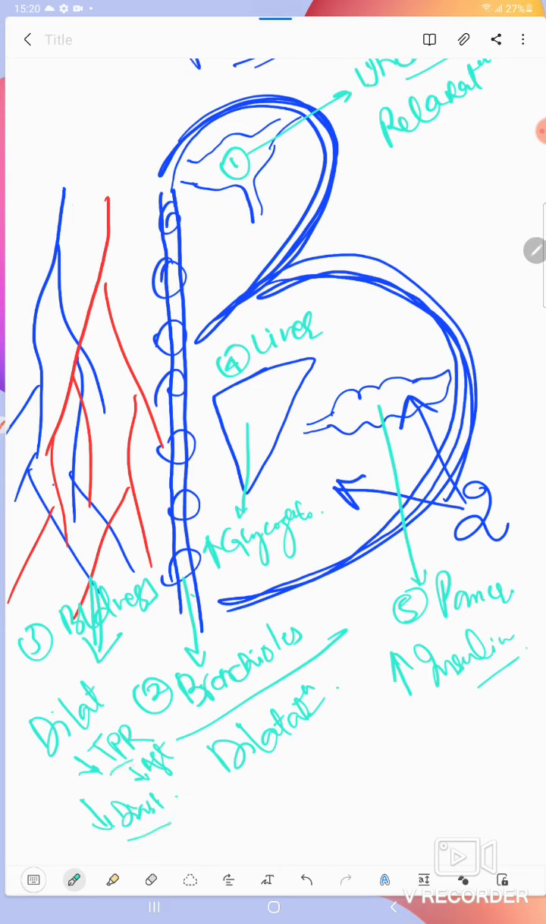Now we have the two organs, the liver and the pancreas. In the liver it increases the glycogenolysis, and in the pancreas it increases the insulin. So that was all about the beta receptors.